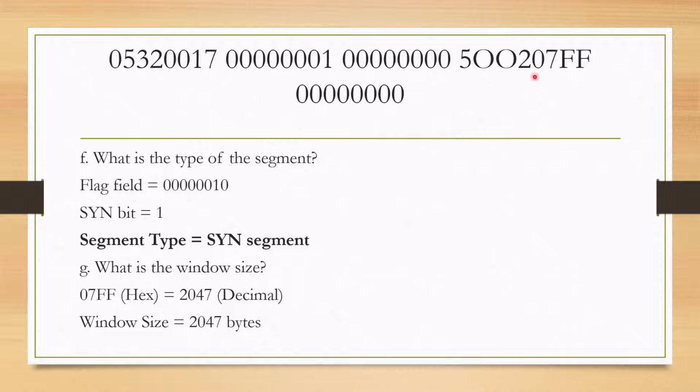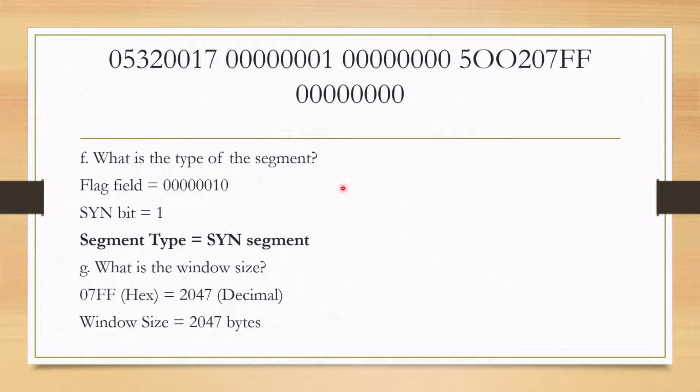First, before solving this, what is the type of segment? You need to know one thing: where the flags are in the 16-bit field in TCP. In the 16-bit field of 5002, which is hexadecimal, the first 4 bits are for header length. The next 6 bits will be reserved, and the next 6 bits will be controlled by flags.